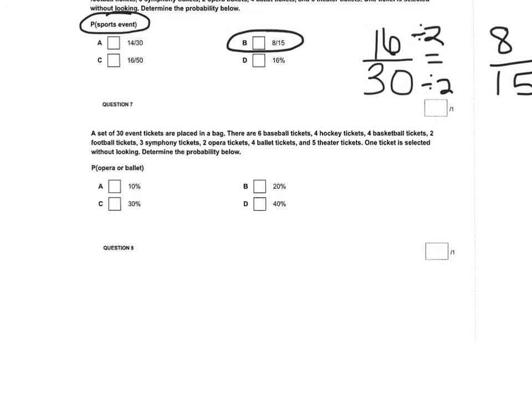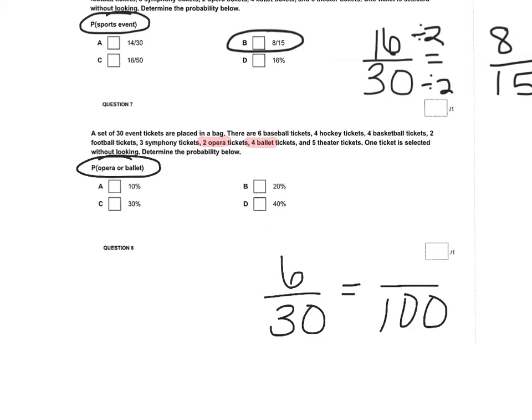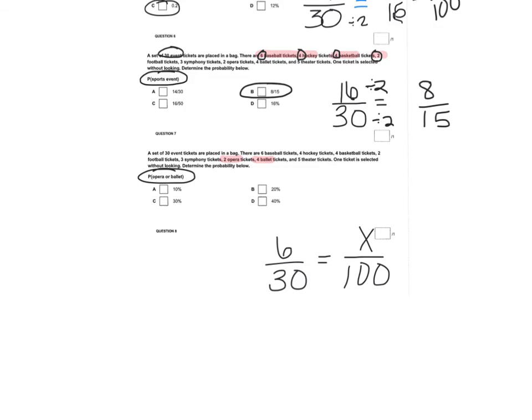Number 7, the same thing. 30, but in this case, what's the probability of landing on opera or ballet? So you'd have to come back and find how many opera, which is 2, how many ballet, which was 4. So 4, 5, 6. All the answer choices are in percentages. So you would need to set up some type of proportion to figure out what that percentage would be.